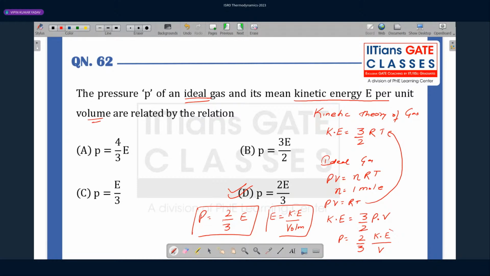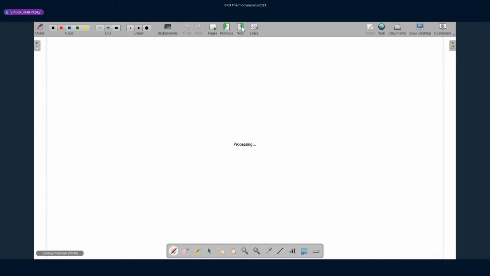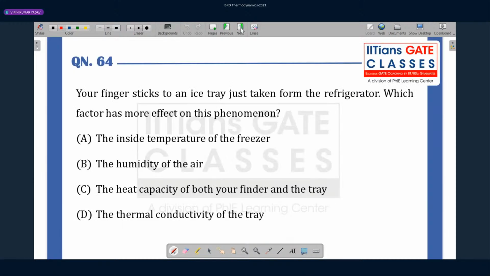Got it? Chalo. Next question. It's a very general question. Your finger sticks to an ice tray. When you take out that ice tray from the refrigerator, your finger sticks to it. So which factor has more effect on this phenomenon? Can you answer this? You all may have seen this phenomenon.